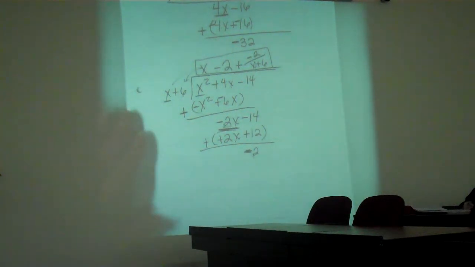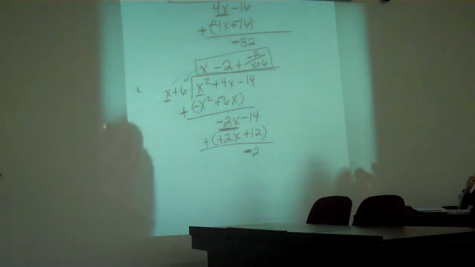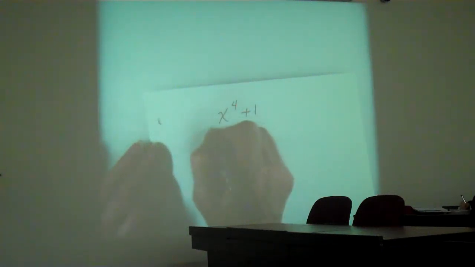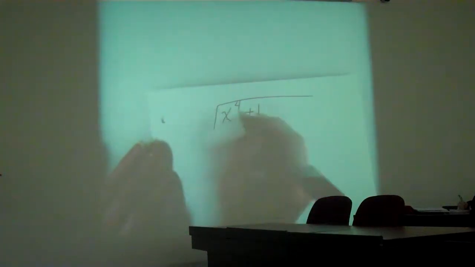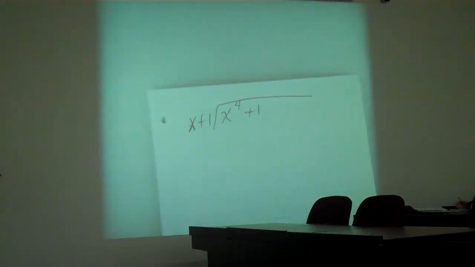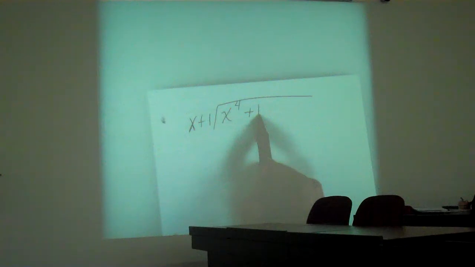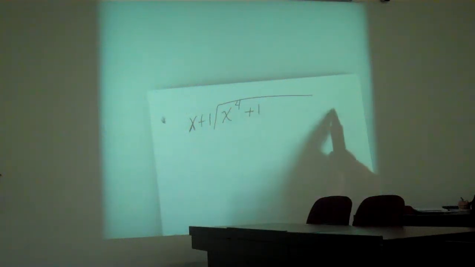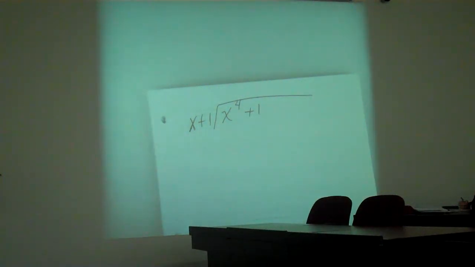So let's do another one that has a little bit missing out of it. Let's do x to the 4th plus 1 divided by x plus 1. This one right here, I hope you're doing this in pencil because you're going to need to erase this and put it farther. Okay, you'll see why in a minute.